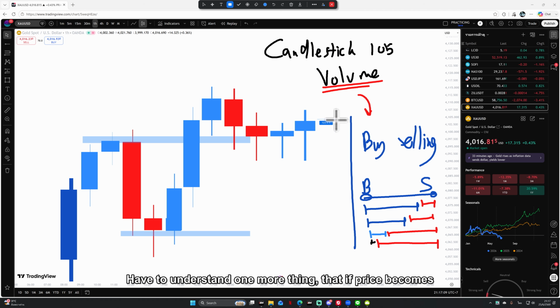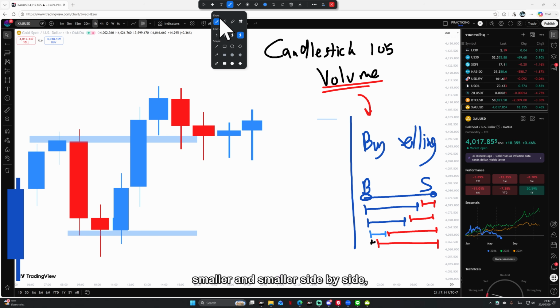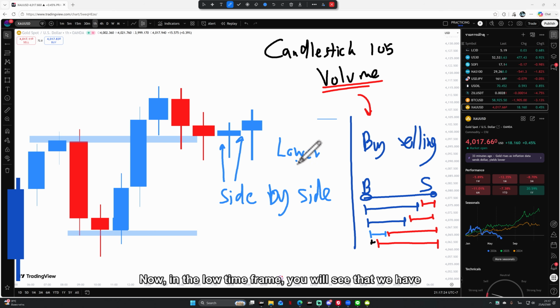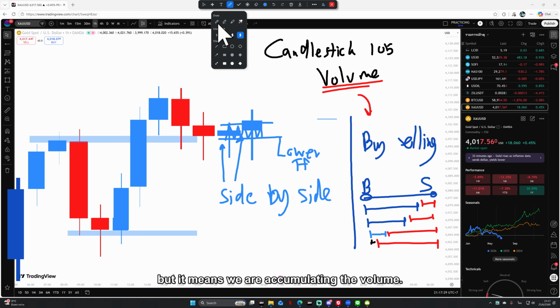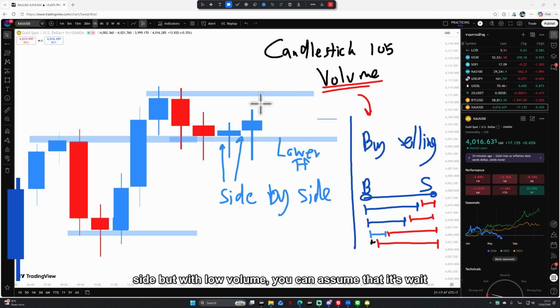Well, you have to understand one more thing: if price becomes smaller and smaller, side by side, it means that price is now consolidating in the lower time frame. In the lower time frame, you will see that we have a ranging market or sideways market, it doesn't matter. But it means that we are accumulating volume. So when you see body candles closing side by side but with low volume, you can assume that it's waiting for the buying or selling volume, it doesn't matter. It's waiting for the volume to push up.